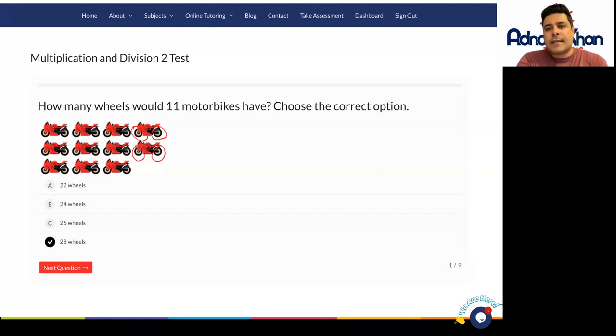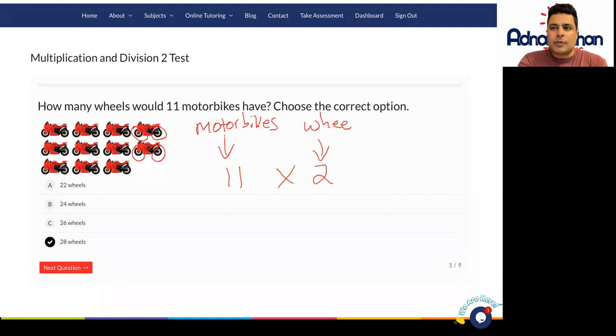So we'll write this as 11, and 11 refers to the motorbikes, multiplied by 2, and 2 refers to the wheels per motorbike.